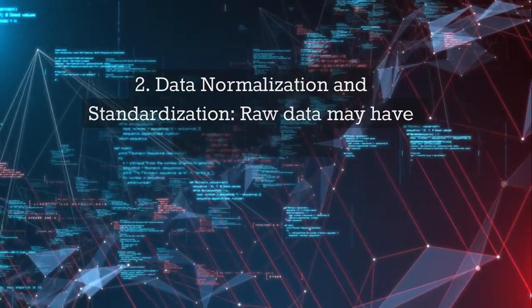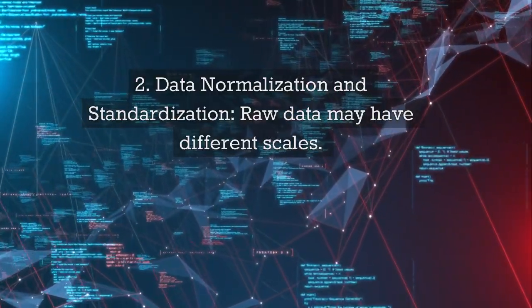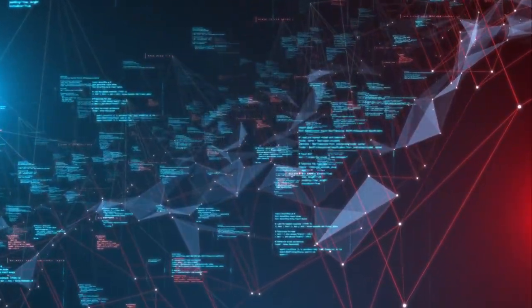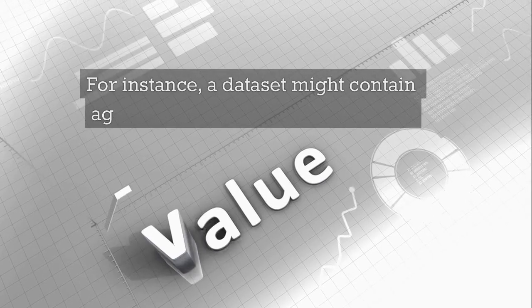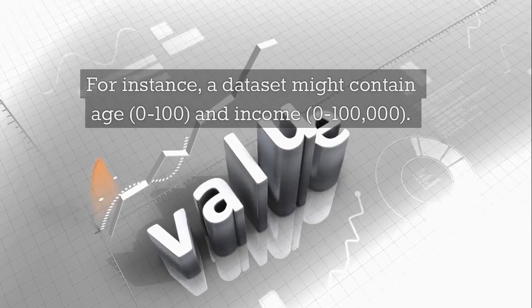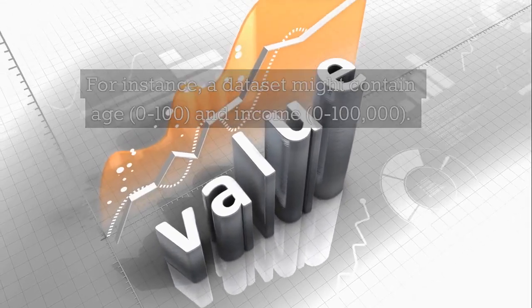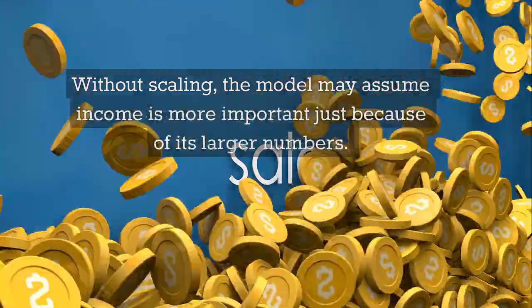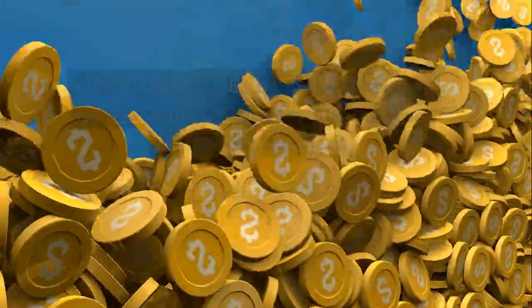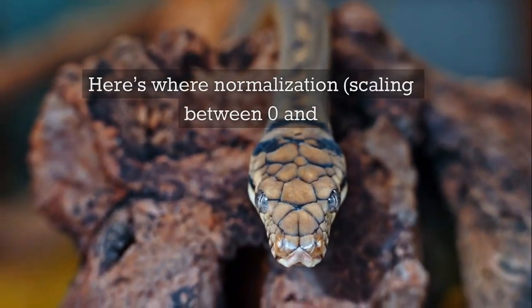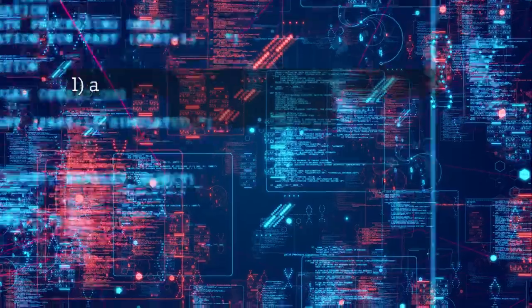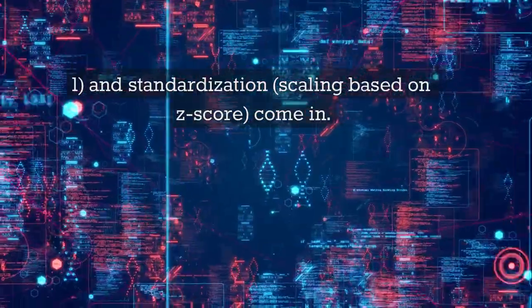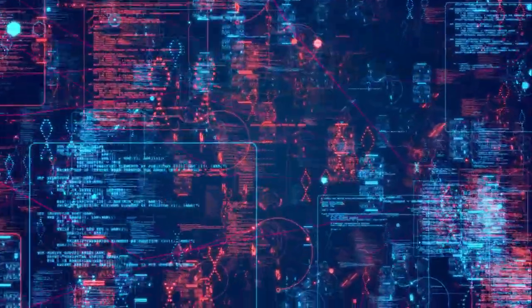2. Data normalization and standardization. Raw data may have different scales. For instance, a dataset might contain age, 0 to 100, and income, 100,000. Without scaling, the model may assume income is more important just because of its larger numbers. Here's where normalization, scaling between 0 and 1, and standardization, scaling based on Z-score, come in.